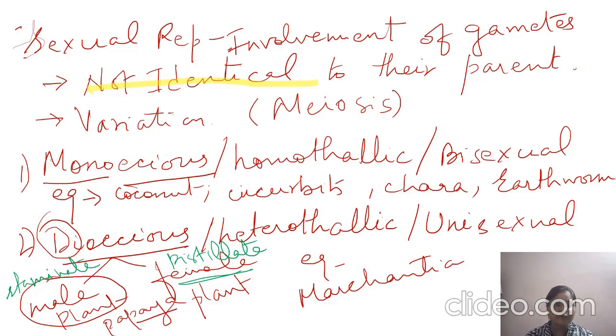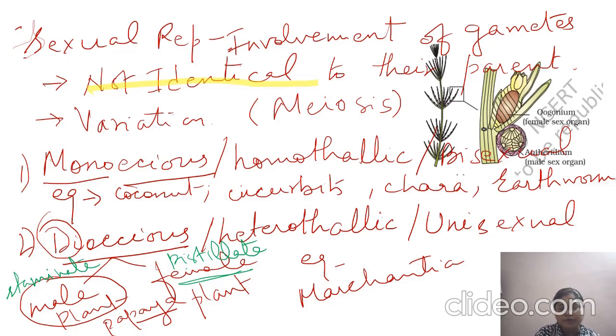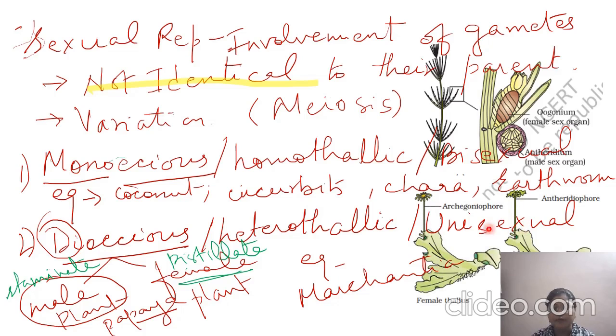Now moving on further. Let's look at the different events that take place in sexual reproduction. Here you can see in the picture also. This is Chara, which is homothallic, as you can see, both the male and female parts are there. And here is the diagram of Marchantia, taken from NCERT, and they are heterothallic.